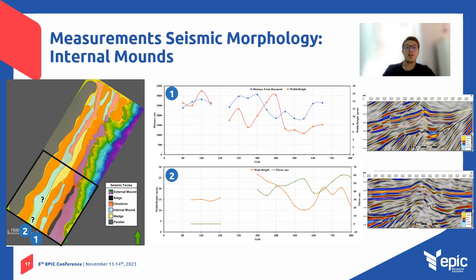In this case, we compare two internal mounds, the one close to the basement and the one affected by the displacement of the fault, or the throw of the fault. In the case of the mound close to the basement, its shape is affected by the distance that separates it from the basement, and it looks more like a cone when the distance from the basement decreases. The opposite case to what happened in the external mound.